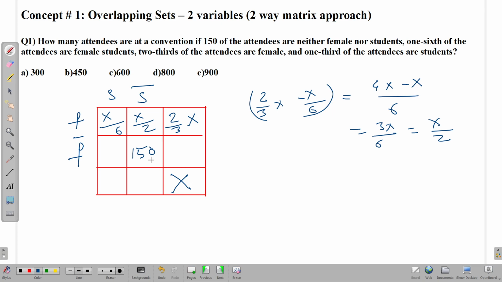Right? So what do I know here? 2/3 of the attendees are female and 1/3 of the attendees are students. I've been given this last information also. So this is x by 3.